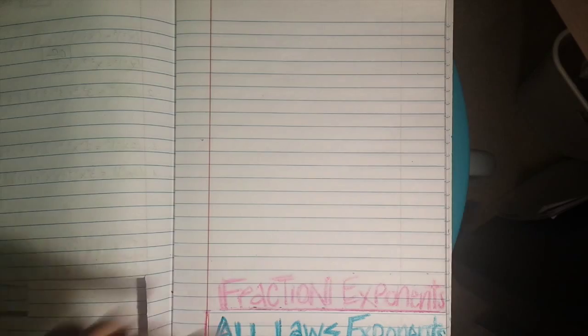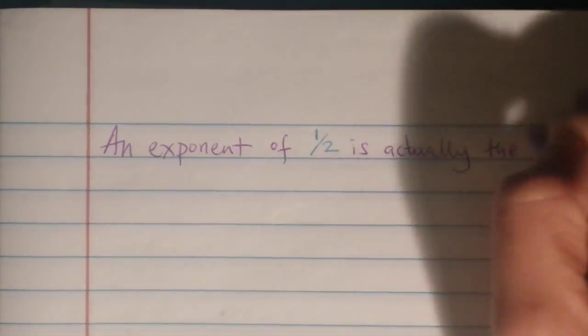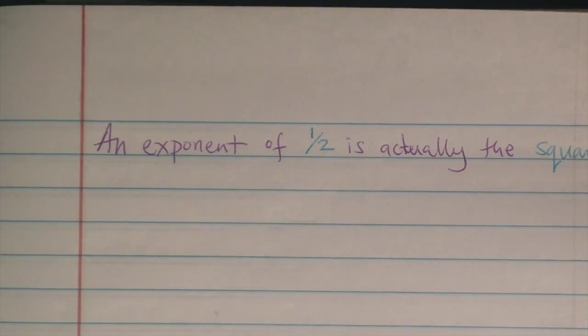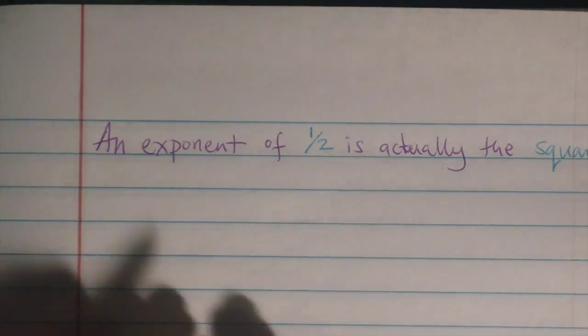Alright, so we're going to take a look at the last rule, fraction exponents. An exponent of 1/2, so of a fraction basically, is actually the square root. So let's take a look at an example.